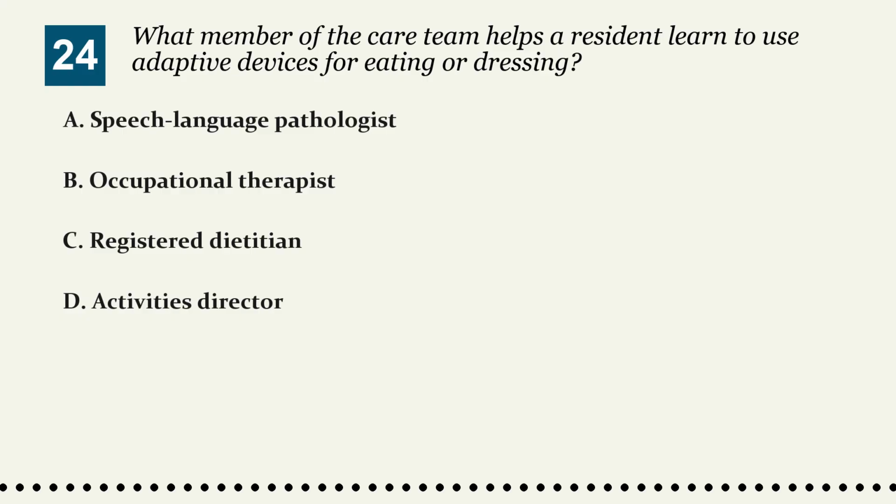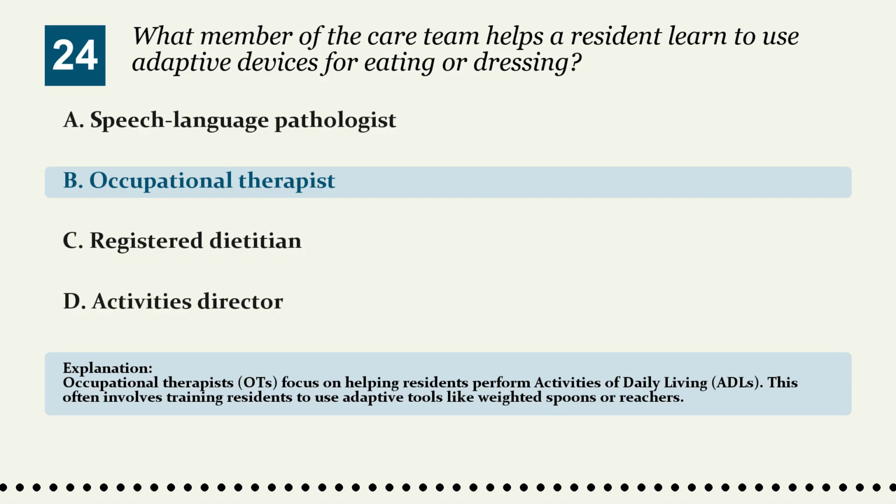Question 24. What member of the care team helps a resident learn to use adaptive devices for eating or dressing? Option A, speech-language pathologist. Option B, occupational therapist. Option C, registered dietitian. Option D, activities director. The correct answer is option B, occupational therapist. Occupational therapists, OTs, focus on helping residents perform activities of daily living, ADLs. This often involves training residents to use adaptive tools like weighted spoons or reachers.